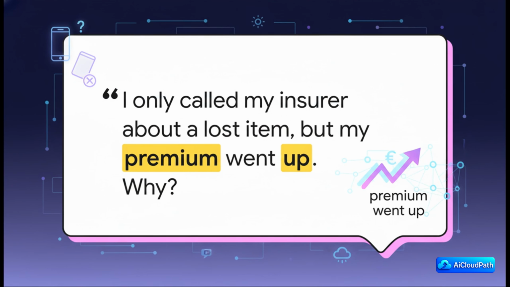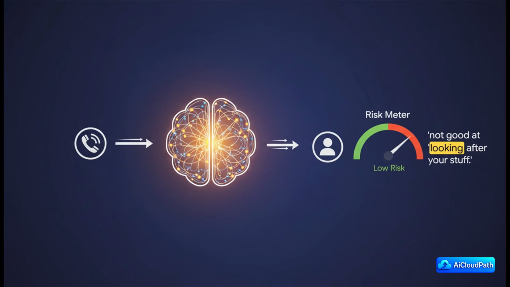Okay, here's a story that might sound a little too familiar. Imagine this. You call your insurance company just to ask about a lost item. You're not even filing a claim. And then, a little while later, you notice your premium went up. What just happened? So here's the deal. A machine learning model analyzed that call and found a statistical link between your inquiry and a higher chance of future claims. In the cold, hard language of the algorithm, you were just labeled a higher risk, essentially not great at looking after your stuff. It's a really direct and sometimes pretty surprising result of how predictive analytics work.